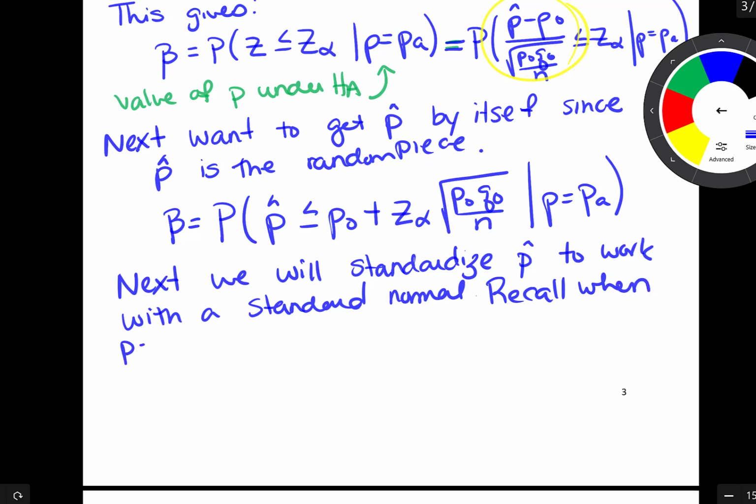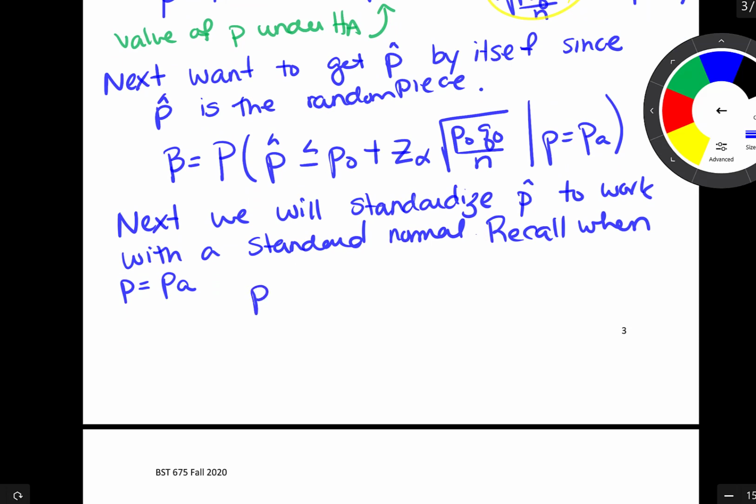So recall that when P is equal to PA, we have that P hat is distributed normal, with mean PA and the variance is PA times QA divided by N. So again, you've got to keep in mind that now that we're assuming that we are in that specific place in the alternative, when we think of the sampling distribution of P hat, both the mean and the variance or standard deviation depend on that value of P. So we have to make sure that we're matching those up.